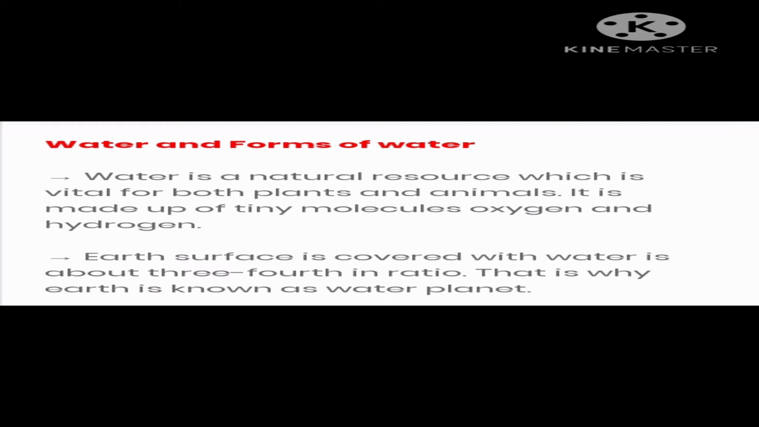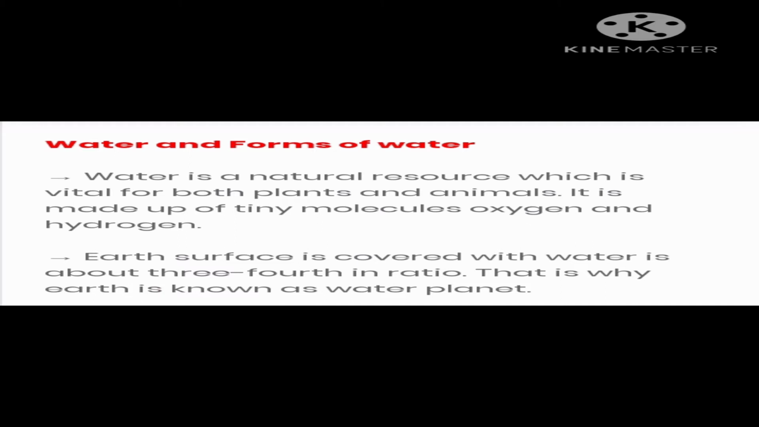Now, water is a natural resource which is vital for both plants and animals. It is made up of tiny molecules of oxygen and hydrogen. Therefore, oxygen and hydrogen combine together to form a water molecule.